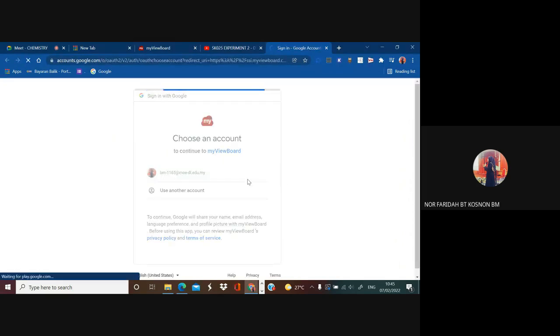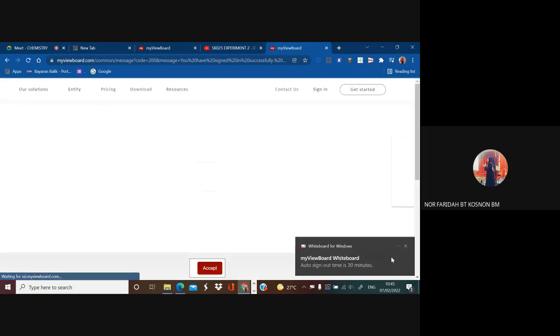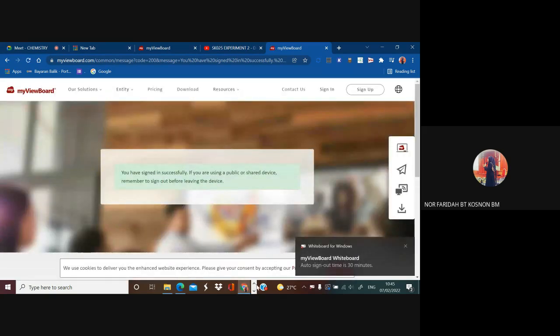Sekejap saya kena login semula, sebab apps yang saya guna ni dia kena guna online. Kalau tak nanti tak save semuanya.